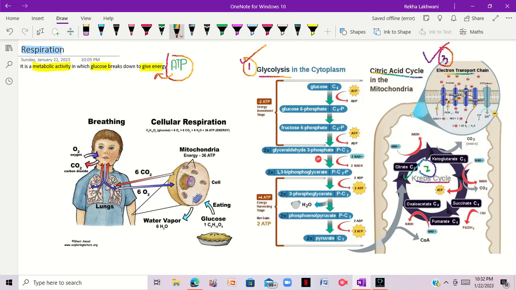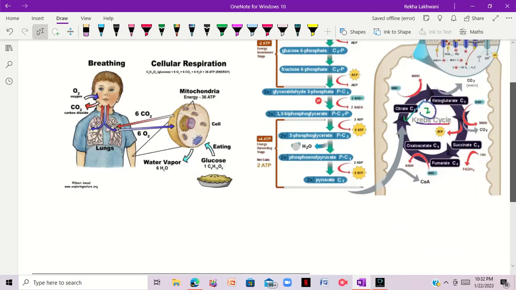So today in this video we will discuss glycolysis, the first step, and it occurs in the cytoplasm. It basically occurs in the cytoplasm of the cell, right? So now let's discuss the first step of respiration, which is glycolysis.